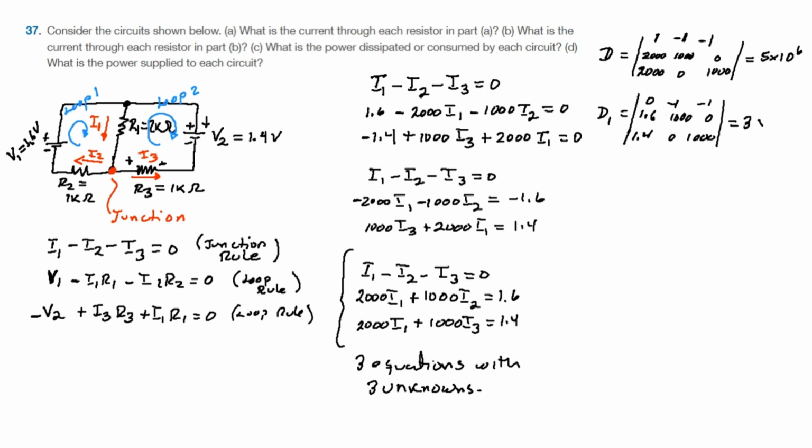Later, we calculate the determinant D sub 2. In D2, you change this column by these constants. So the first column stays like that, 1, 2,000, and 2,000. The second column becomes 0, 1.6, and 1.4. And the third column stays like -1, 0, and 1,000. And when you calculate this determinant, it gives you 2 times 10 to the third.